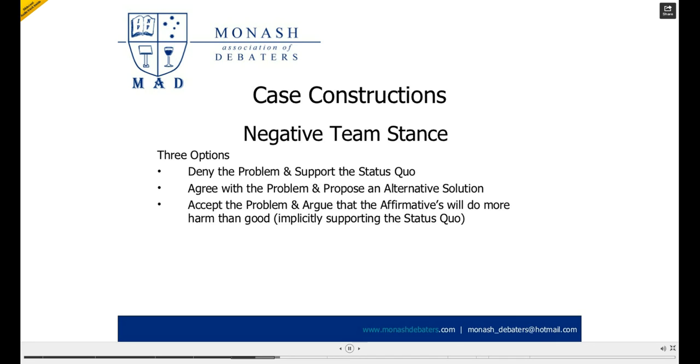So the third option you have is, again, a little bit tricky. You accept the problem, but you say that their model will do more harm than good. So what you are essentially doing there, implicitly, is supporting the status quo. So saying, things aren't good right now, but what you're going to do will make it worse. So what could be a good example of that? I've got an example. So let's say, again, we're talking about climate change.